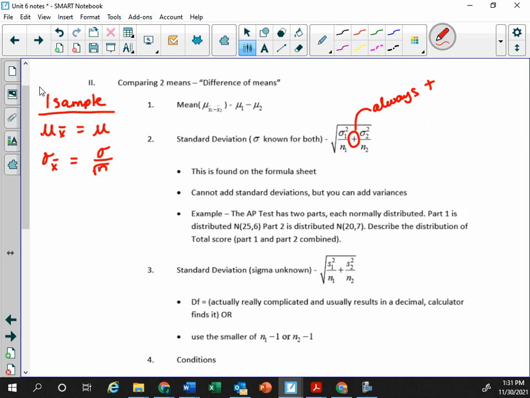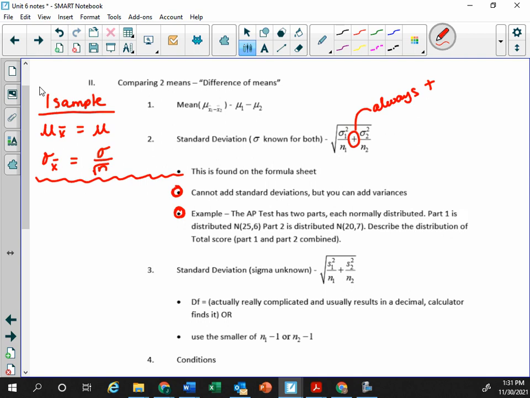All right. That's what this little bullet point is talking about. You can't add the standard deviations; add the variances, and then take the square root. And this is on your formula sheet. So let's do this little example here.